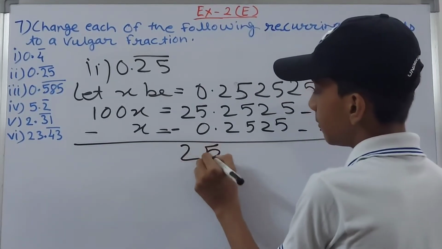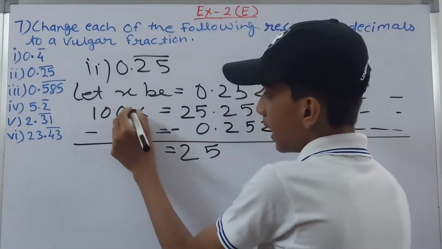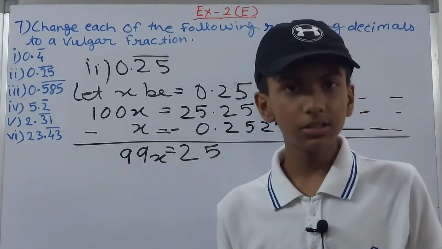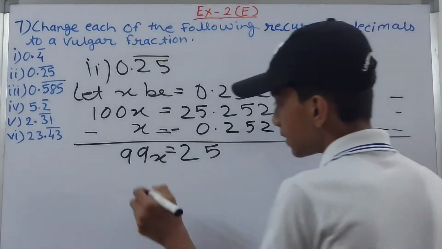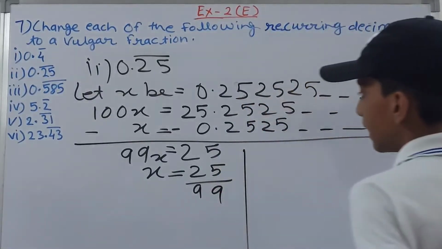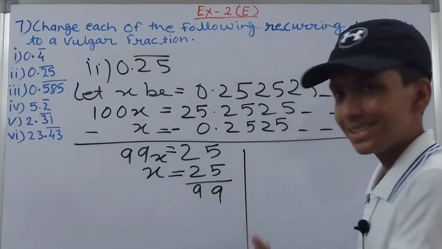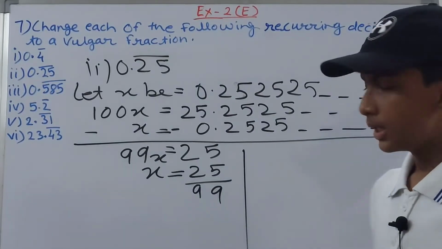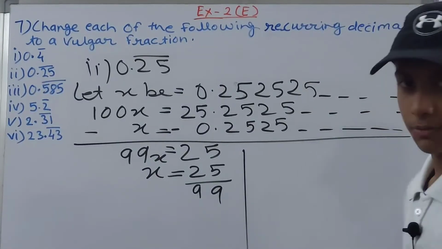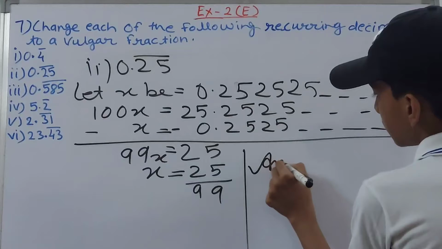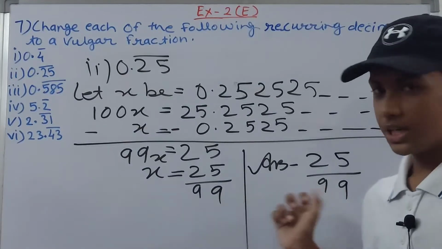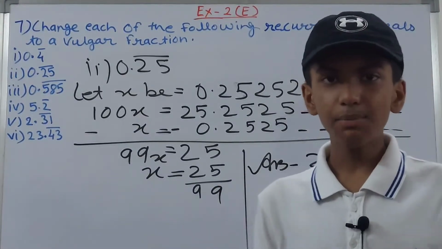So what are we going to get here? Here we will have 25, and 100x minus x is 99x. So 99x is equal to 25. Now we can solve this. x is equal to 25 upon 99. We also have to see if we can simplify this fraction or not. No, we cannot simplify this, so our answer becomes 25 upon 99. And it is a vulgar fraction because the denominator is not 10 or any power of 10.